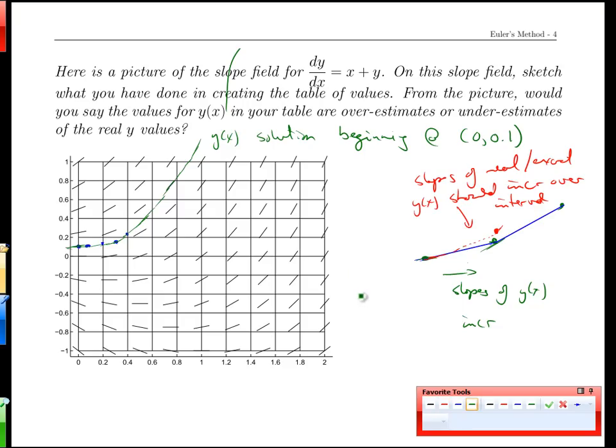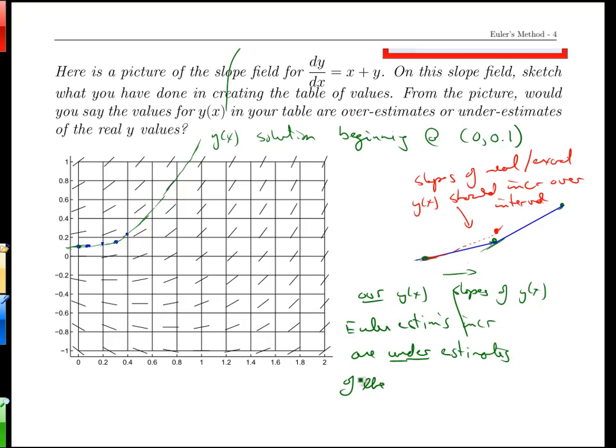So our y of x Euler estimates are underestimates of the real y values. Not bad underestimates, but still they're just a little bit below where they would be if we could have actually followed the slope field exactly. And that's worth knowing as well. You'll see some assignment problems that tie into that idea.